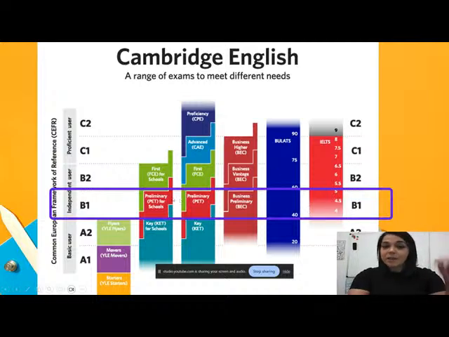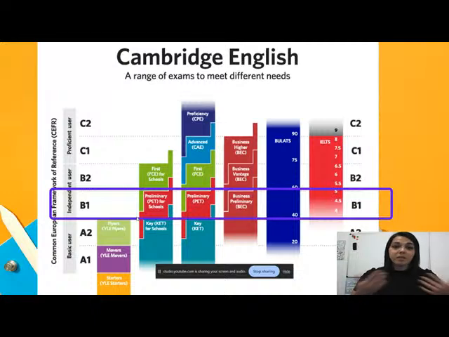On the left, we have the preliminary PET for schools. And on the right, we have the business preliminary BEC exam. Now, these exams are all at the same level. They are all B1 level, and you can get the same certificate, the B1 level certificate for these. The only difference is that the preliminary PET for schools contains more language and more questions and more material for younger students. So perhaps it would contain questions about school and about studying and about housework and homework.